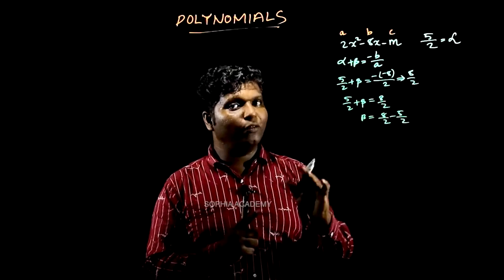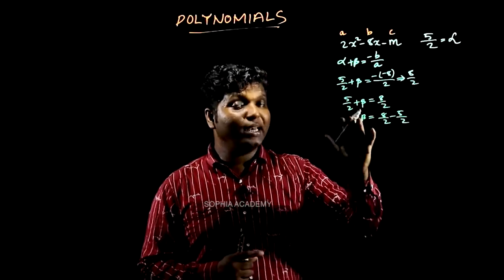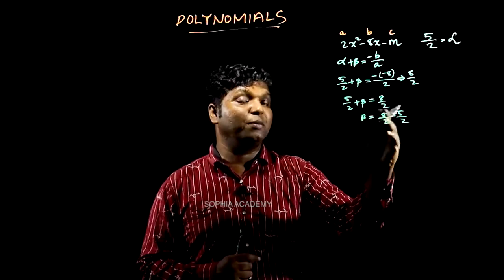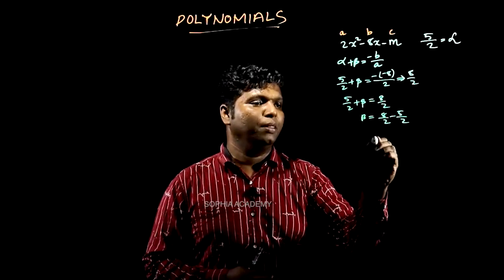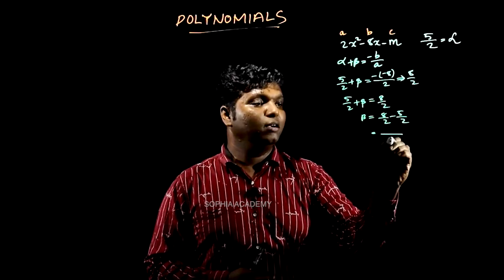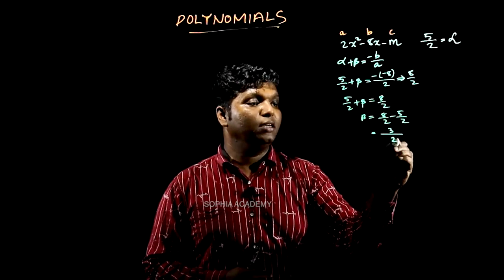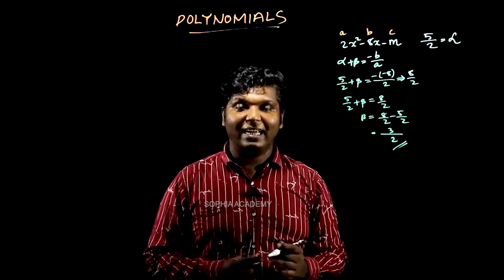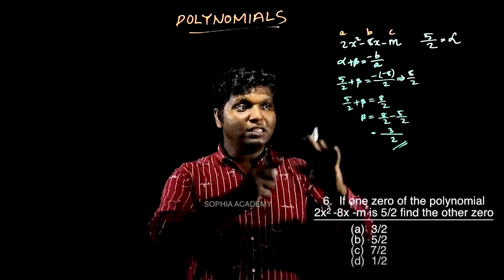Actually 8 by 2 is 4, we can write it like that, but I'm keeping it there itself because here you can see 5 by 2, when we are taking it to that side, it will be much easier. So now tell me, 8 minus 5 is 3, so 3 by 2 will be the second zero. So this is the way how to find it.